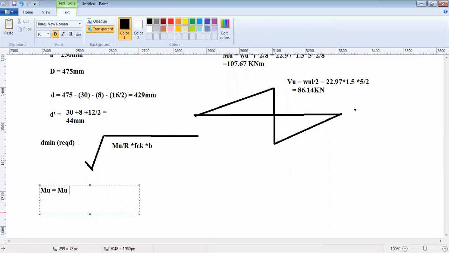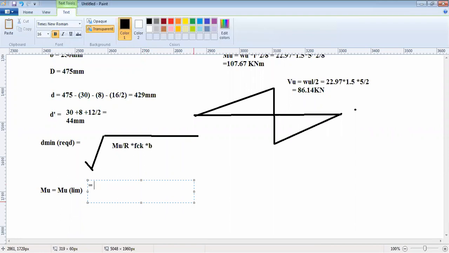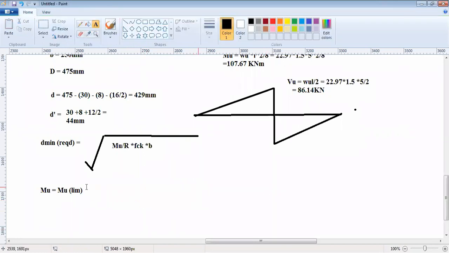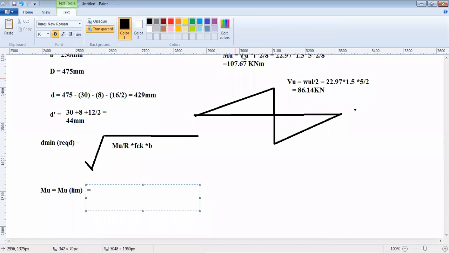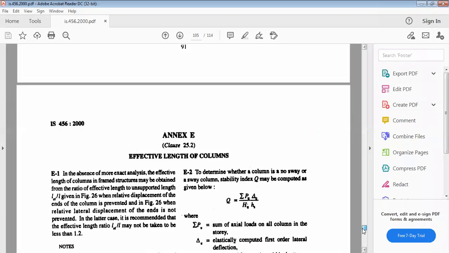So what is Mu limiting? Yes, anyone of you? It is for the balanced section. Now, what is the Mu limiting and what does it depend upon? Mu limiting would depend upon, if you recall the equation, I will just go back to that equation in Annexure G.